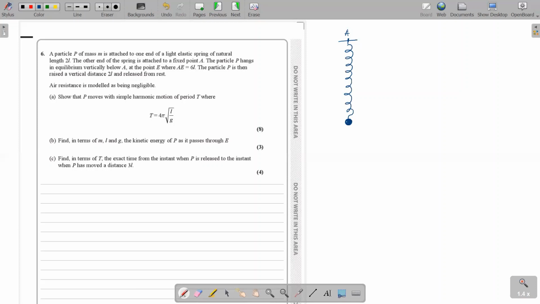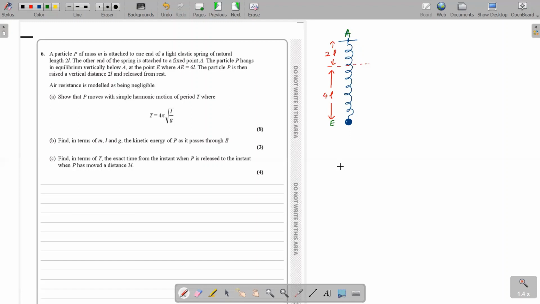So the natural length was 2L. And then I think you can see the remaining 4L is entirely the extension, right? So this is the point E. So this is point A. Do you agree with me? The particle hangs in equilibrium at the point E where AE is 6L.